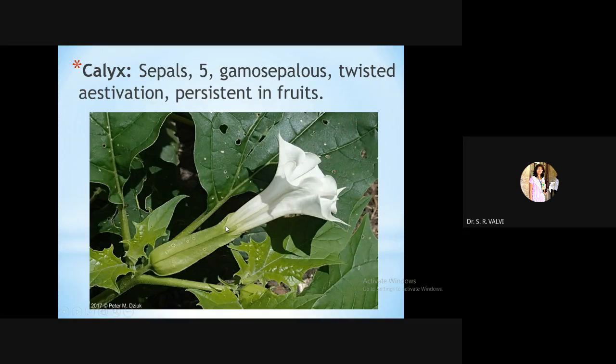Total 5 are there. If the particular sepals are free from one another, there is no tube-like structure, then our term would be polysepalous. But in case of this, the tube-like structure is formed, hence you have to call it gamo. Gamo means fused. Fused sepal structure. Getting?